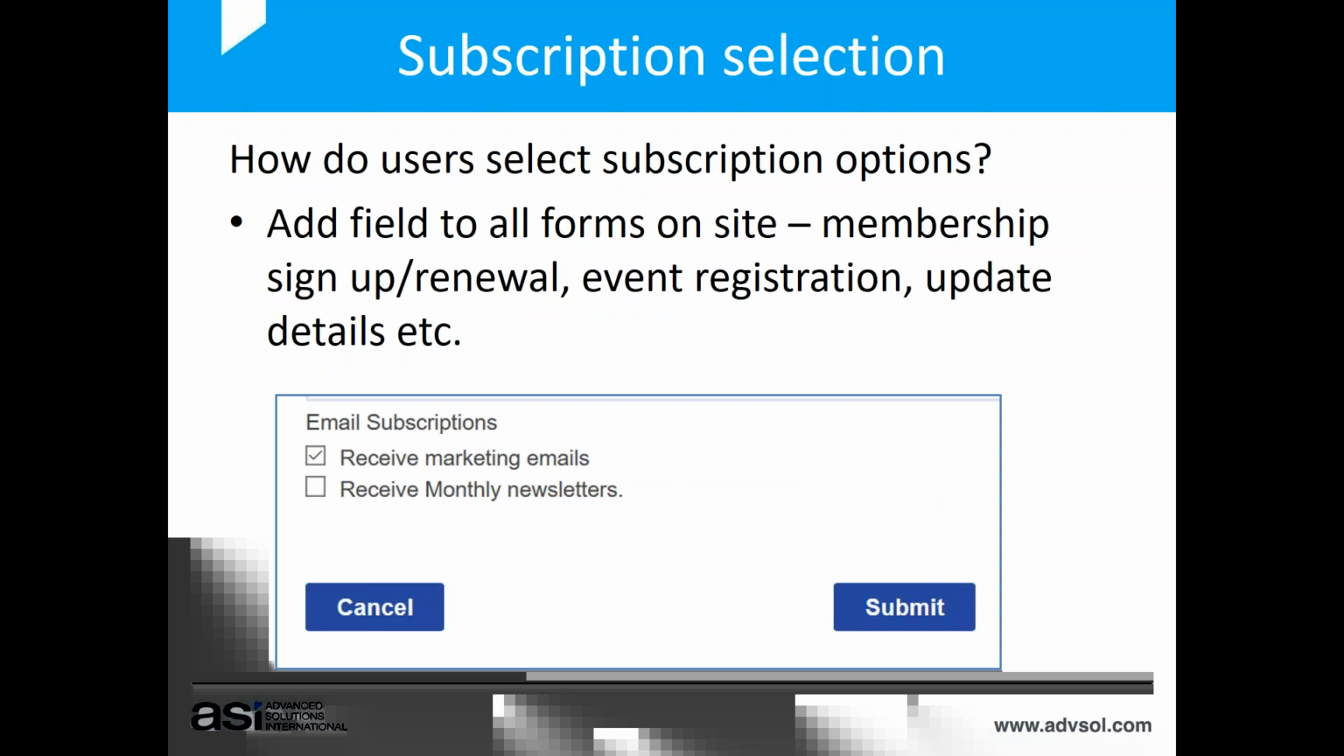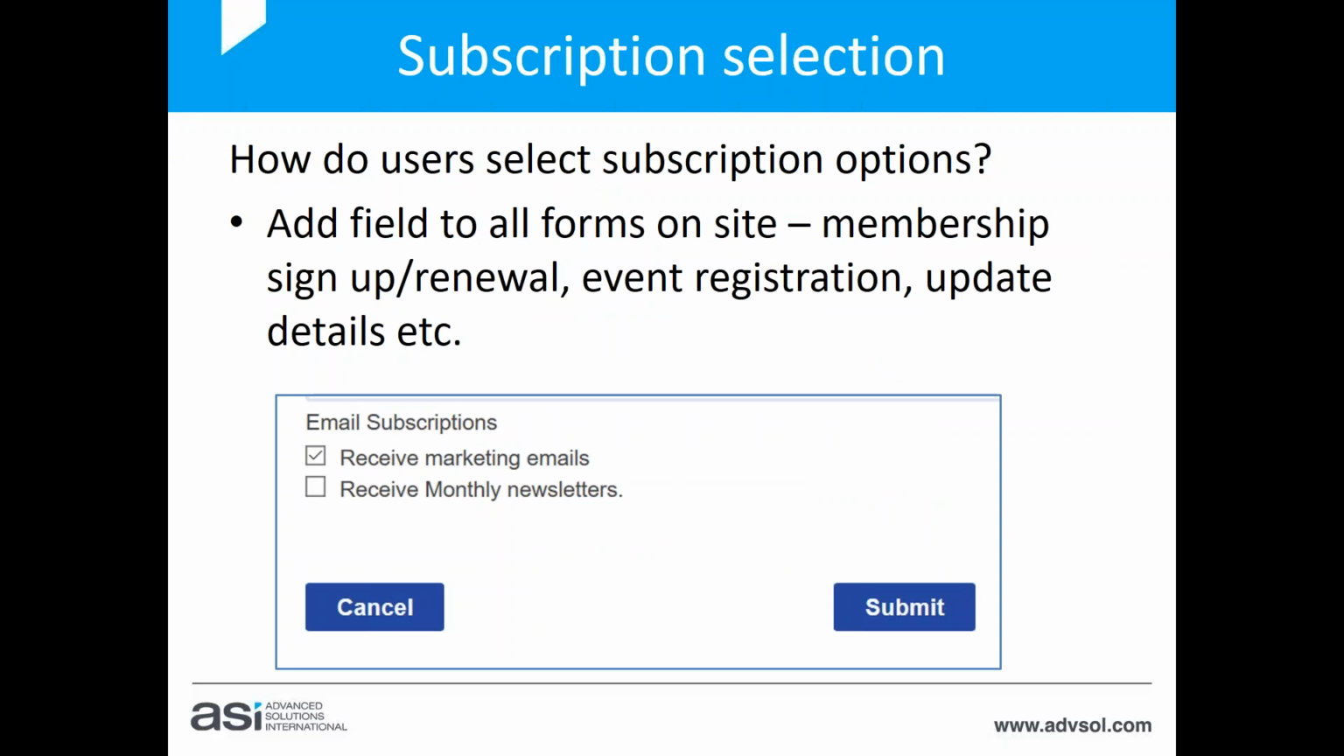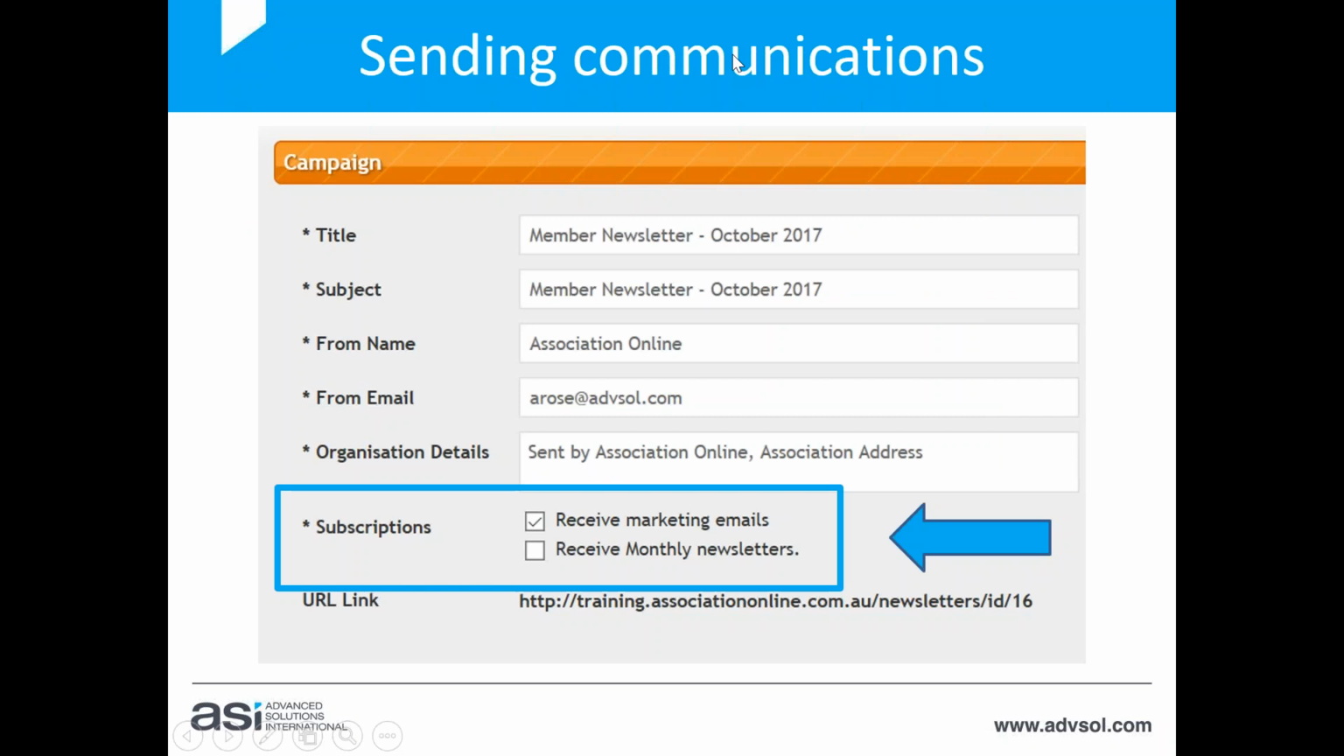So how do users select those subscription options? I just showed you a little bit on the front end, but it's about adding the field, or making sure that field is on all your forms on your website. So your membership sign-up forms, your renewal forms, your event registration forms, update details forms, anywhere that you've asked them to tick that receive emails box, making sure it's all available for them. They can tick them, select them, deselect them at any point, whenever they're filling in an online form. But also when they do receive a marketing email, they can have an unsubscribe button, which I'll tell you about in a moment.